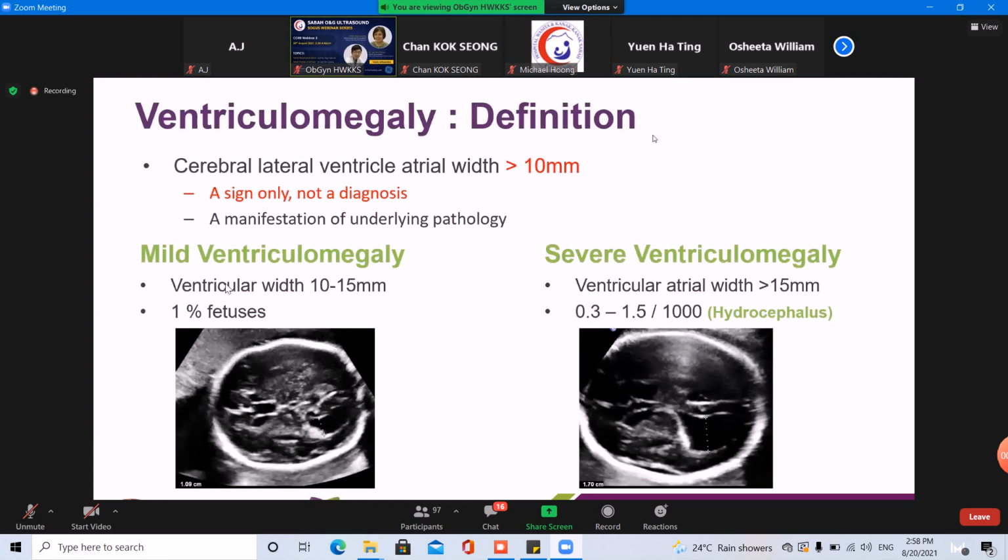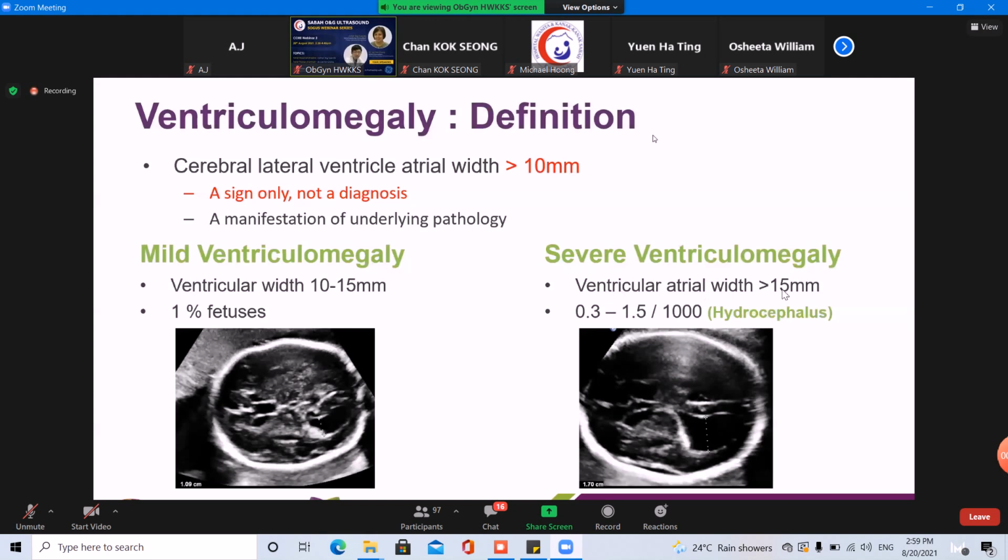According to the ventricular width, it is divided into mild ventriculomegaly and severe ventriculomegaly. For mild ventriculomegaly, the ventricular width is between 1 to 1.5 cm, and it's very, very common. It occurs in 1% of fetuses, which means that for 100 fetuses, we would see one mild ventriculomegaly. Mild ventriculomegaly can be totally normal. It can be just a normal variant. It can regress on its own, but it can also progress to a more severe degree, and sometimes even mild ventriculomegaly can be a manifestation of very severe underlying pathology, which I'll show you later.